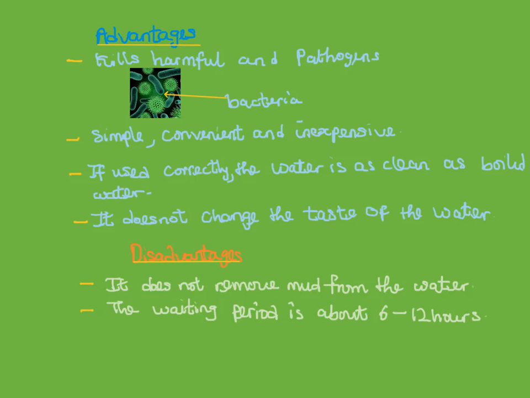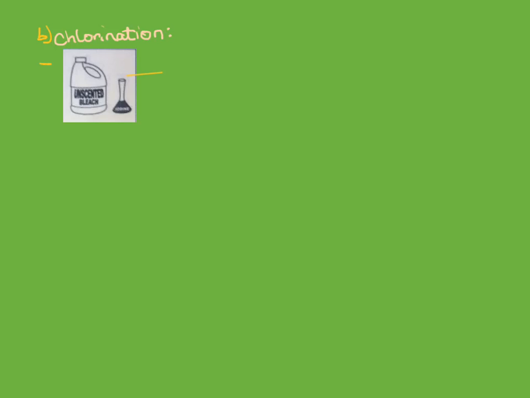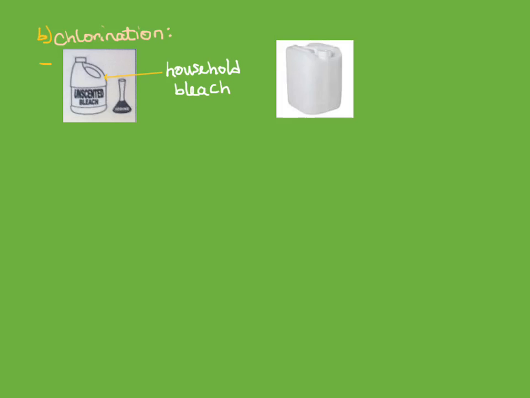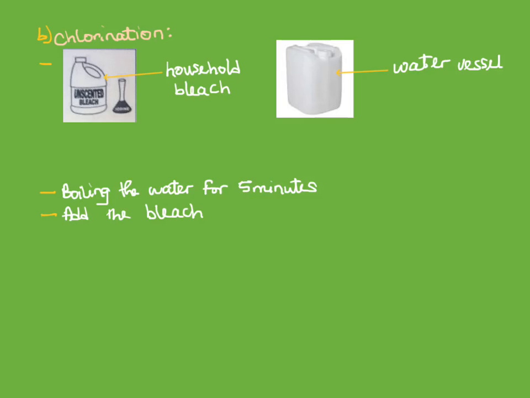The next technique we are going to treat is chlorination. The equipment required here include household bleach, also known as eau de javel or javel la croix. We will also need a water vessel, a stirrer, and clear wastewater if possible. The process involves boiling the water for 5 minutes and then adding the bleach to the water.